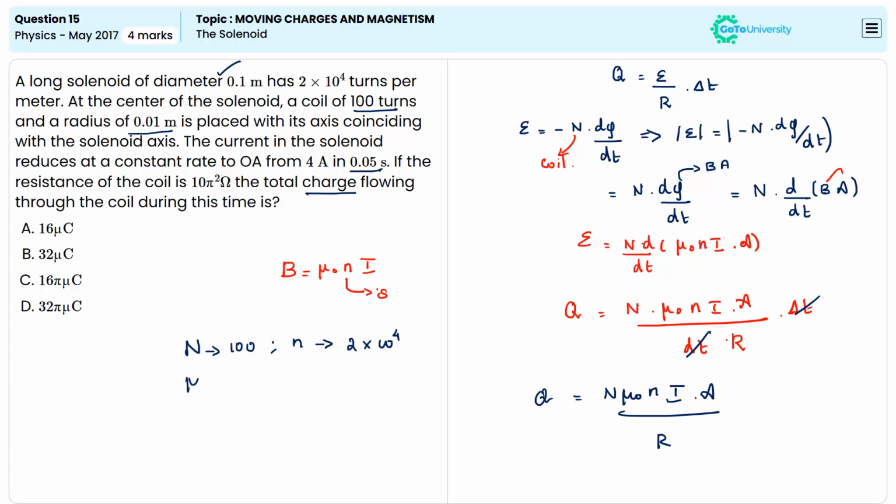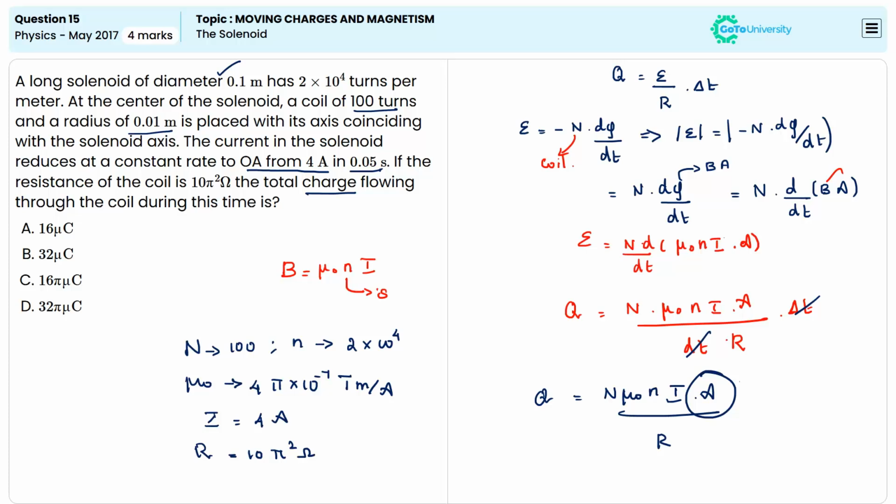Mu naught is the permeability of free space, which is equal to 4 pi times 10 to the power negative 7 Tesla meter per ampere, whereas I is the change in current, which is given as changing from 0 to 4 ampere. So here I will be equal to 4 ampere, whereas R in the equation is the resistance, which is given as 10 pi square ohm in the question. Now we can apply all the values in the formula, but there is no detail about the area given in the question.